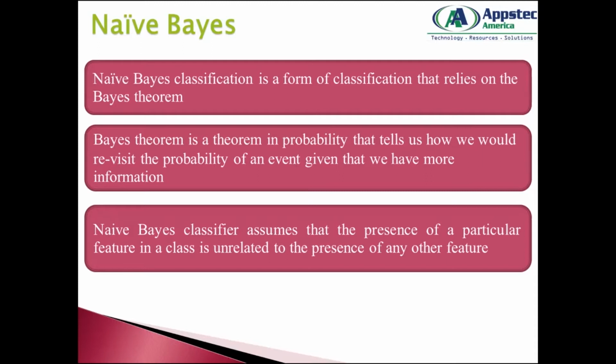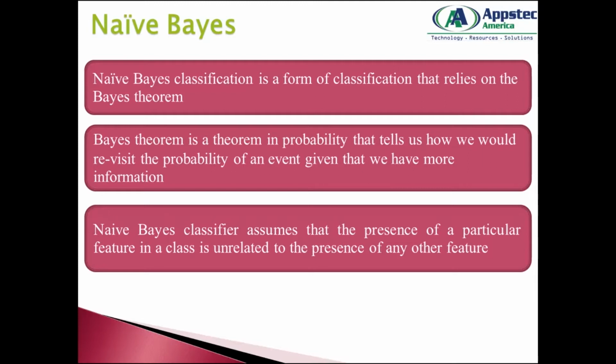Okay, so Naive Bayes, if I was looking into the history part of it, is actually a classifier algorithm, right, which we call it generally. So Naive Bayes classification is a form of classification algorithm that relies on Bayes theorem.